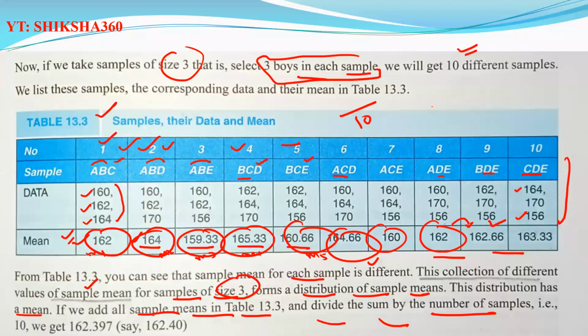We will get the mean, which is 162.397, approximately equal to 162.40. So what is the result from that?